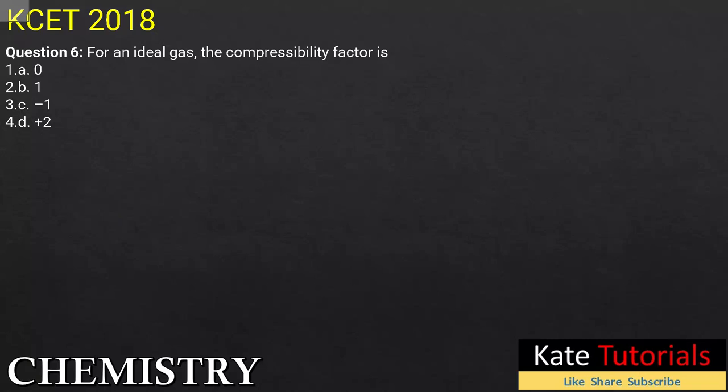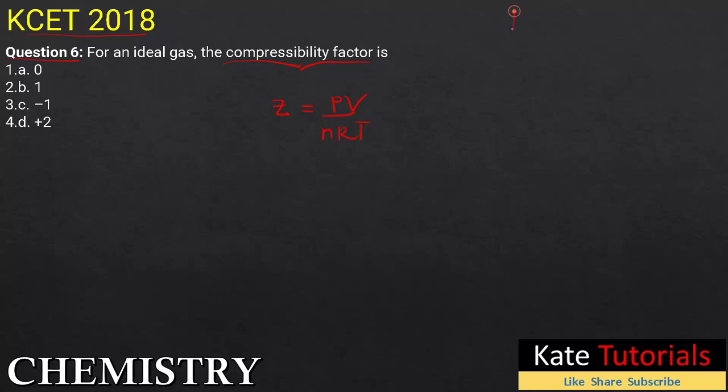So here I am continuing KCET 2018, right? For questions 1 to 5 I had made a video, and the link will be in the description box. In continuation of that, question number 6 is: for an ideal gas, the compressibility factor is? This compressibility factor is given by Z, which is nothing but PV upon nRT.